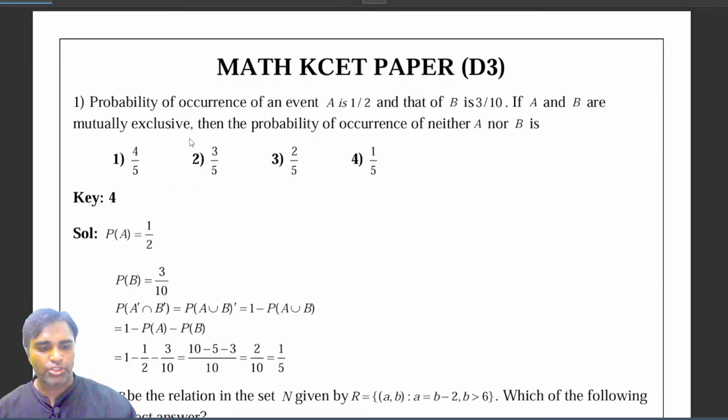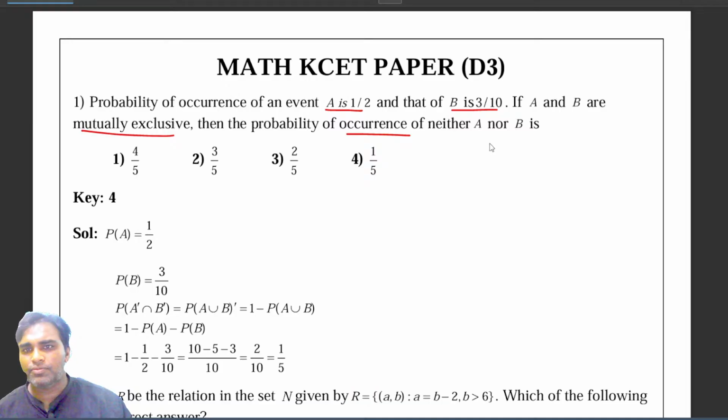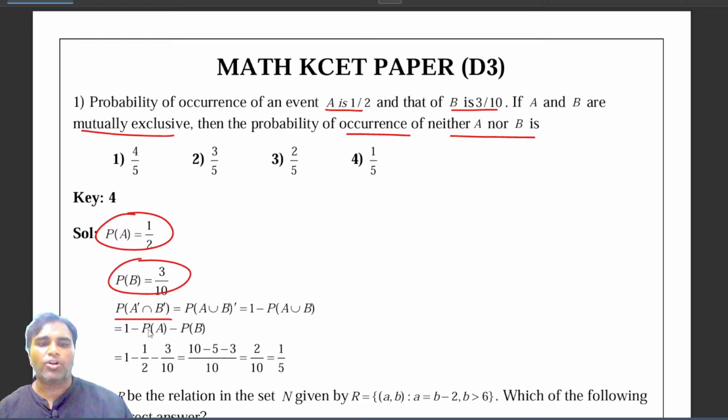So the first question is from probability, and it is a very easy question. The probability of event A is given as 1 by 2, and event B is given as 3 by 10. A and B are mutually exclusive. Then what is the probability of neither A nor B? So neither A nor B, by using the addition theorem, we can say 1 minus P(A or B). And the formula of P(A or B) is how much?